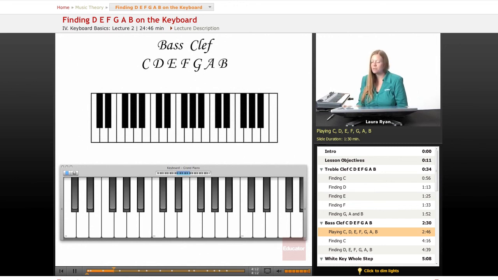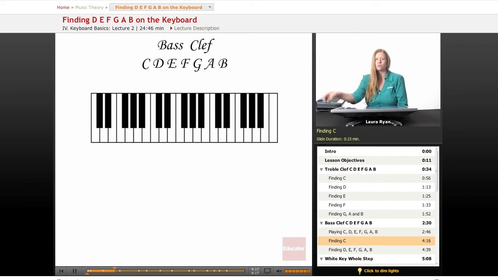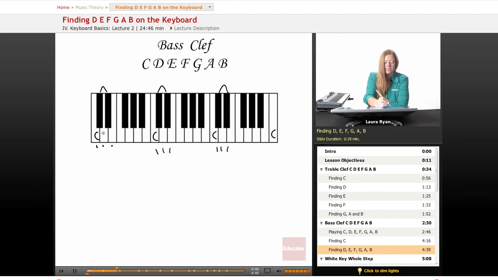So let's minimize our keyboard and go back to the drawing of the keyboard where we can practice writing our notes out again. Let's find them. C's are around the set of 2 black keys. So here's our set of 3 white keys. Here's 2 black keys, 2 black keys. C, C, C, C. So as you remember, D follows C, and it's between the 2 black keys, E, F, G, A, B.